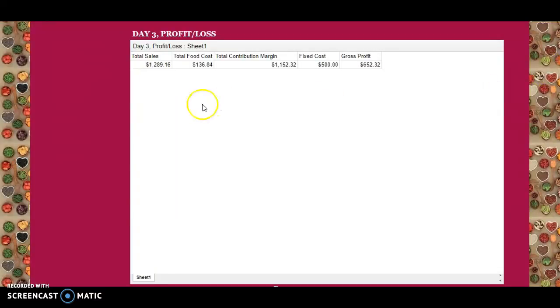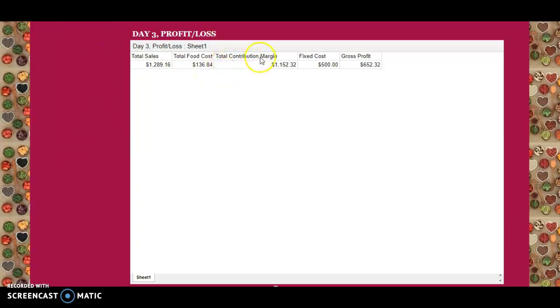So for day 3 profit and loss, it shows you the total sales, total food cost, total contribution margin, fixed cost, and gross profit. So for total sales, I added up the sales of hour 1 and the sales of hour 2, and that gave me $1,289.16. For the total food cost, I did that on the first spreadsheet, by doing the food cost per portion times the amount that I sold for each menu item, and I went all the way down the list for that. So at the end, I got $136.84.